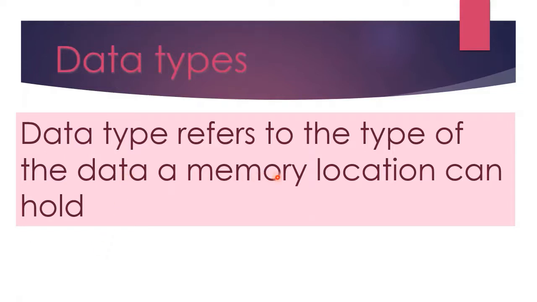The data can be a number, a character, a word, a sentence, or a floating number, that is, a real number. So these are different kinds of data. In order to represent this kind of data in your program, you need data types. Let us learn what data types we have in Java.